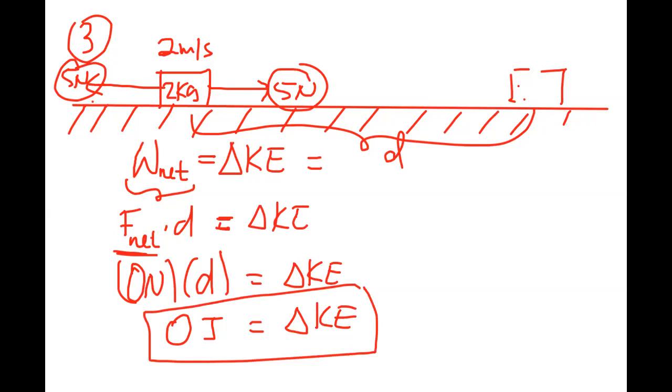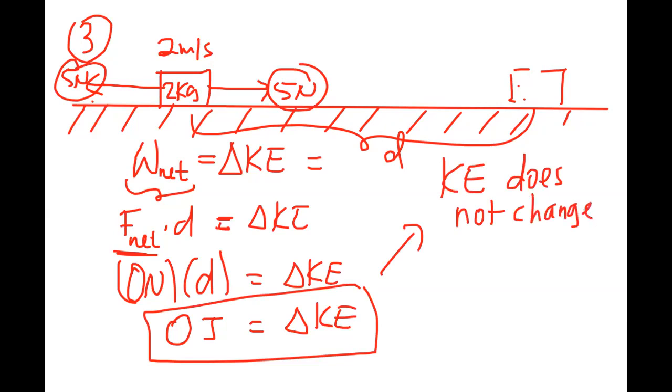In other words, kinetic energy is constant. Kinetic energy does not change, or some people will say kinetic energy is constant. In this case, the work energy theorem tells us that the work done by the 5 Newton force is equal in magnitude to the work done by this one. So the net work is 0, and therefore the object keeps on moving at the same speed.